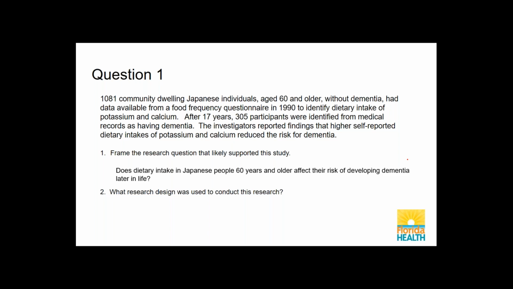They're trying to find out the potassium and calcium and the impact it could possibly have when it comes to dealing with dementia. So based on the information that you have here, what research study design was used to conduct this research?